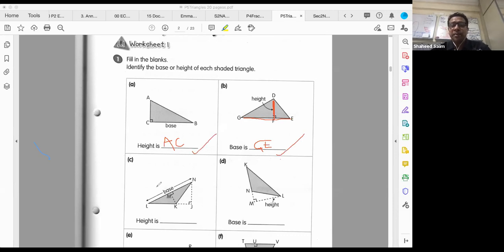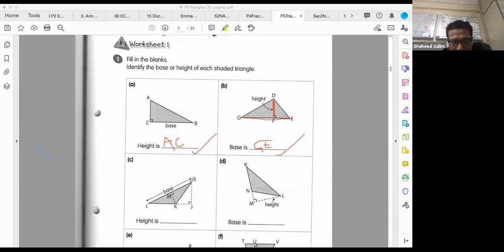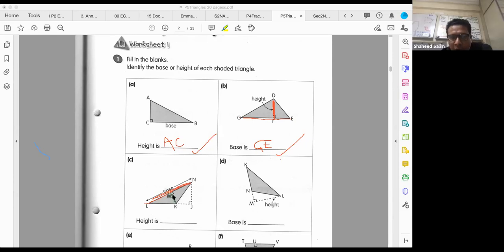Now we ask Mr. Raidi. MK. Okay, base is here. Okay, he says MK. So MK is where? It's a baby. Yeah, correct. Can you see it reaches 90 degrees? Congratulations. MK is the height.